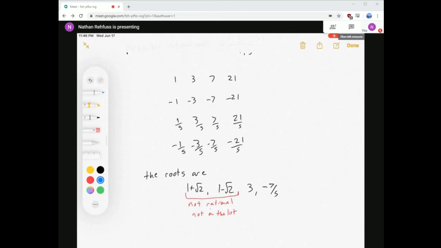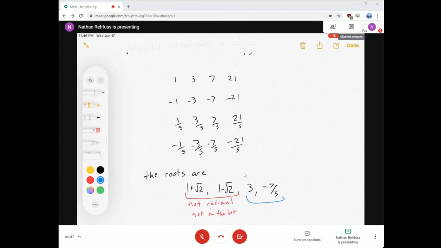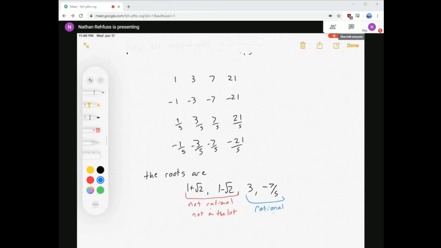But these guys right here, these are both fractions. I mean, the 3 is like a 3 divided by 1, but we don't write it that way. So it counts, it's on the list. They're rational, so they must be on the list. So if I got through the whole list and I didn't find any rationals, I'd know there were no rationals. So there you go.